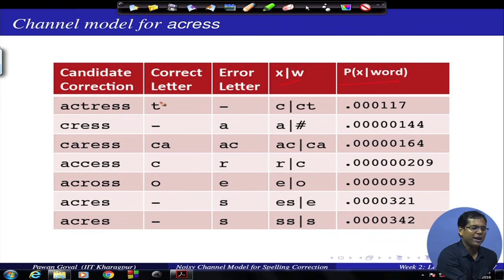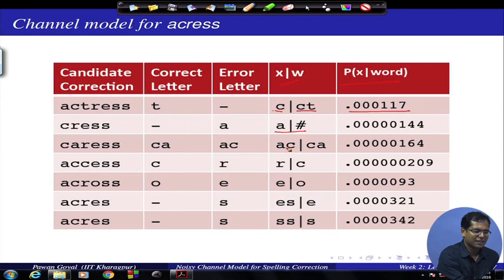Whenever this was my deletion, from actress t got deleted and we got actress. So how did we find the probability of deletion? We said, among all the times that the sequence ct occurs, what is the probability that t gets deleted? So out of ct I see only c in my corpus, and I find this probability in my corpus to be 0.000117. Okay.